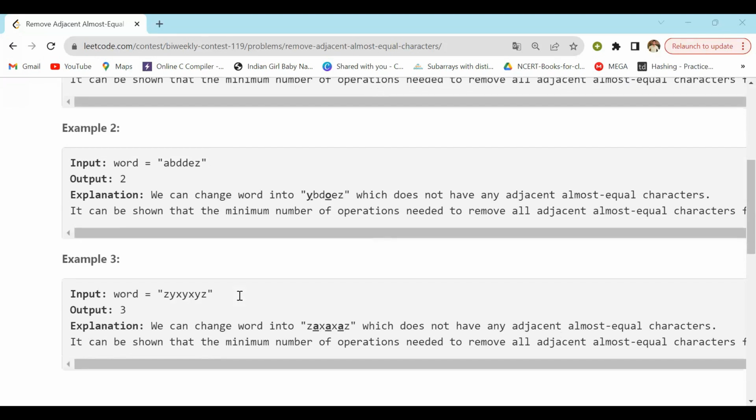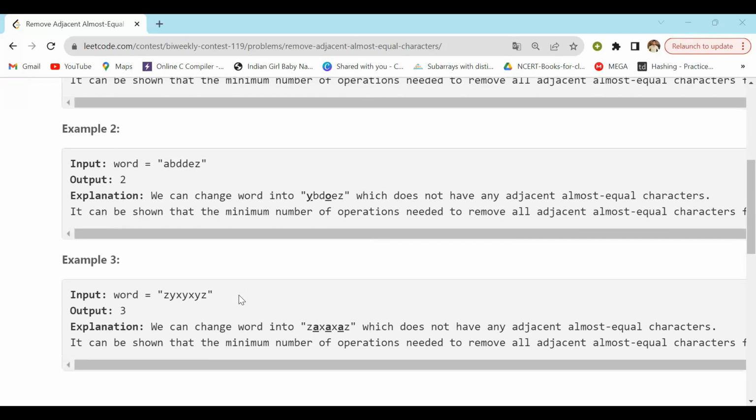Okay, moving ahead. Let's be very clear here. A, B, D, D, E, Z. So this character we never change. We never change the first character because there's no use. Okay. Now we go to this one.